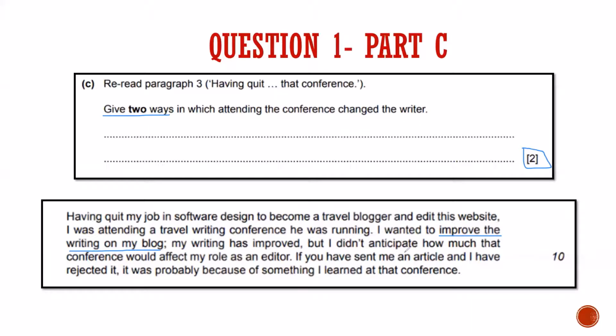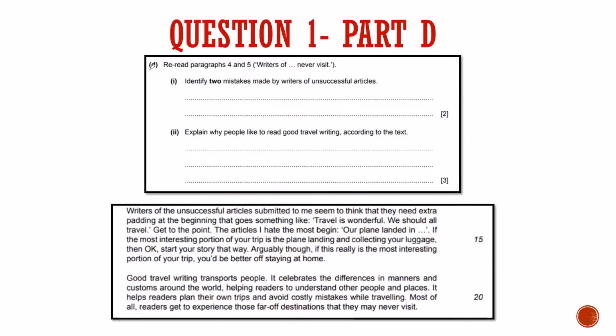Anticipate means expect. How much that conference would affect my role as an editor. So he was looking for some ways that could change him as an editor as well. If you have sent me an article and I have rejected it, it was probably because of something I learned at that conference. Okay, what are the 2 ways? So it means writing improved, and it means editing improved as well. So we can say that he improved himself as an editor.